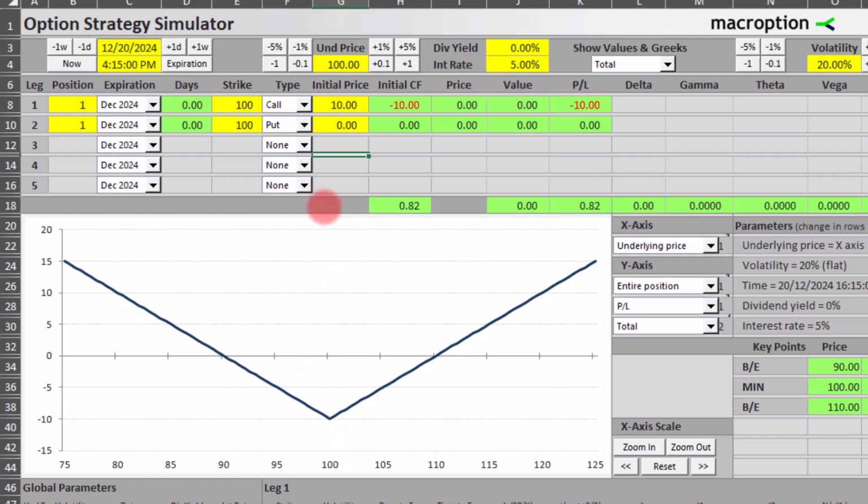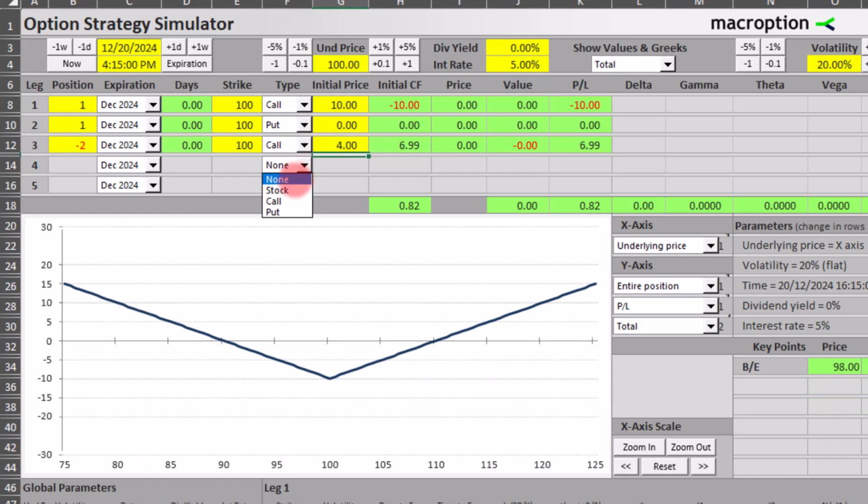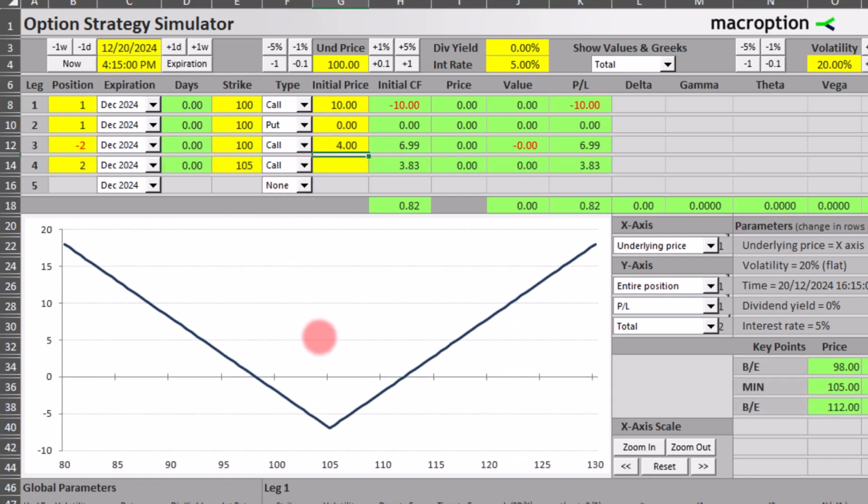Now let's put on our vertical spread. Let's say that the stock goes up here to 105. So remember what we're going to do. We are going to sell a call and buy a call. At least that's what we did in the presentation. So over here I've got minus 2. We're selling the 100 call. We're buying 2 of the 105 calls. That's those 2 right there.